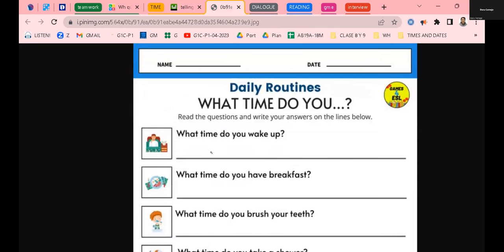What time do you wake up? So now I need you to give me some examples. What time do you wake up? Daniel, what time do you wake up? I don't remember, but you mentioned something like 5. I wake up at 5 a.m. Okay, 5 o'clock. So we're going to try to give the exact times. You've seen the ways how to say the time, right?